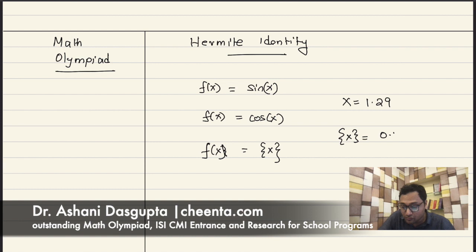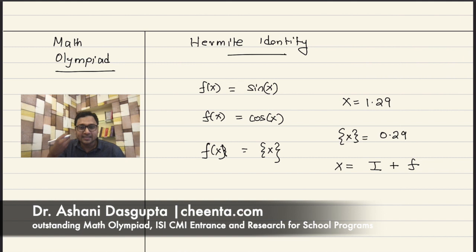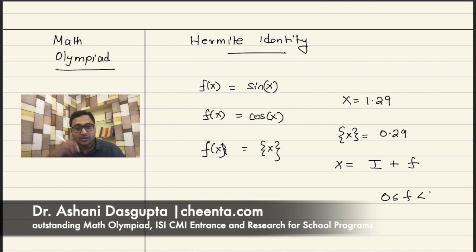Basically, you would want to write x as an integer plus a fraction. Fraction means a decimal number between 0 and 1. So the fractional part could be equal to 0, or it could be some number less than 1. So it has to be a non-negative quantity.